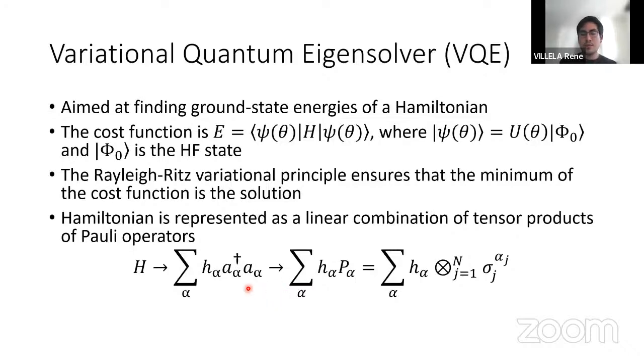But the point is that we can express the products of creation and annihilation operators as tensor products of Pauli matrices, in this case P alpha for short. This is usually called a Pauli string. So it's nothing but tensor products of Pauli matrices, including the identity matrix, which is also included in this set of unitary operators. So in this way, we can easily express the Hamiltonian in terms of unitary operations to be employed in a quantum computing routine.